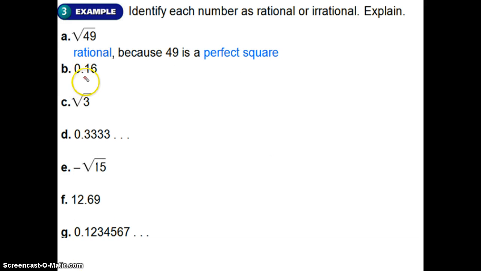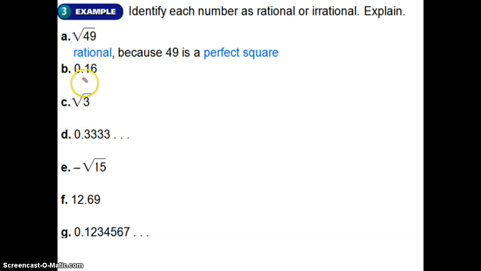The next one, 0.16. I want you to be looking also at your notes that you wrote down about what's rational or irrational. I'm pretty good at math, so I don't need to go back and forth through each slide, but let's take a look at 0.16, or 16 hundredths.